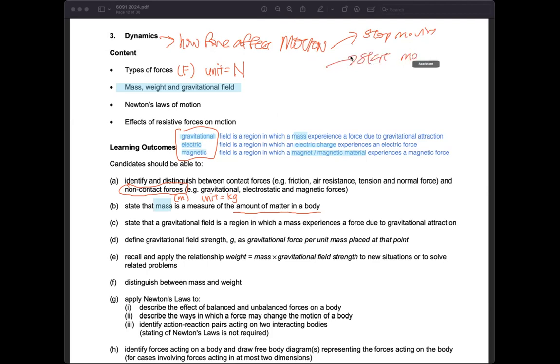When you change the motion, you can either stop moving, start moving, speed up, slow down, and the last one, change direction. Those are the five things. So when a mass experiences a force, the mass will have one of these five effects. When an electric charge experiences an electric force, the charge itself will experience one of these five effects. When a magnetic material experiences a magnetic force, this magnet will also have one of these five reactions. Are you all clear about this?